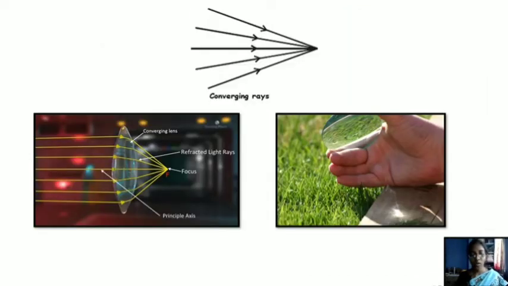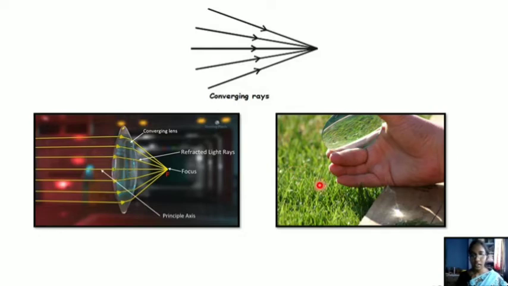Next, we will see what converging rays are. Converging rays are nothing but when different rays converge to a particular point. Before this, we saw divergent rays, where light is found in all directions and gets refracted in all directions. Whereas in converging rays, we can focus the light to a particular point through specific lenses.